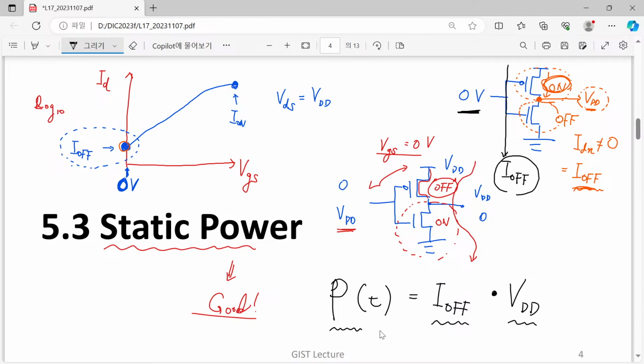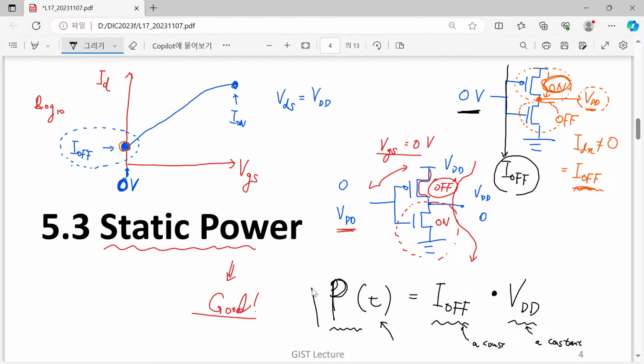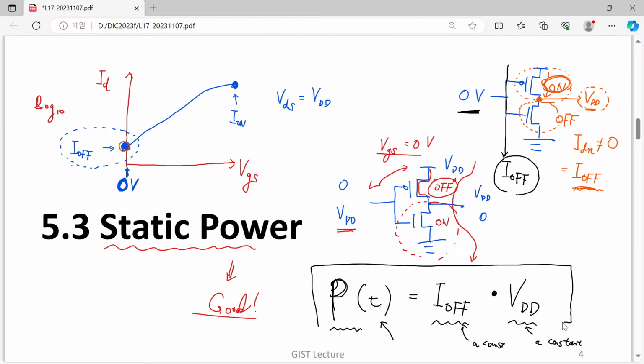Although I have explicitly shown the time dependence here, you know, this VDD is a constant and this off current is also a constant. So we can think that this power consumption is steadily there. So even though we do not switch our transistors, still this amount of power consumption is always there.